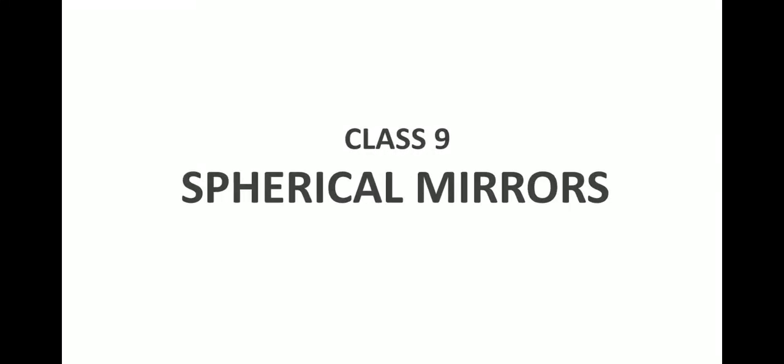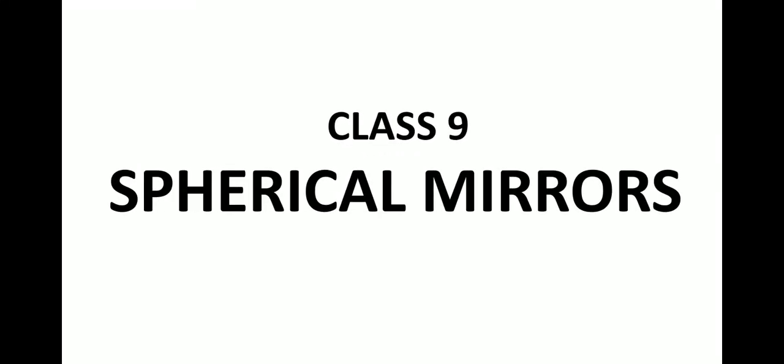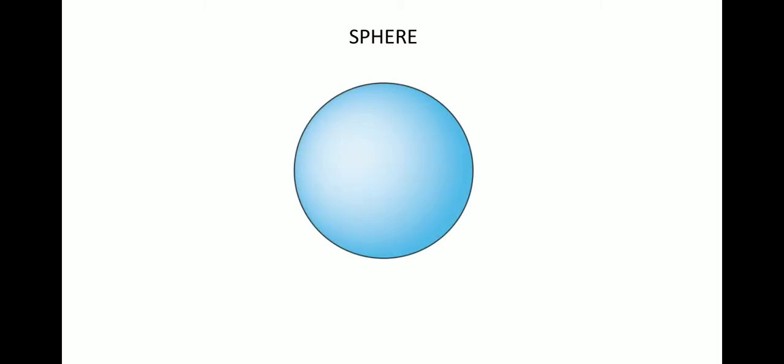Hello class 9. Today we are going to discuss spherical mirrors. Let's say that there is a sphere of glass, and if this sphere is cut this way, then you'll get a portion of the sphere, which looks like this.